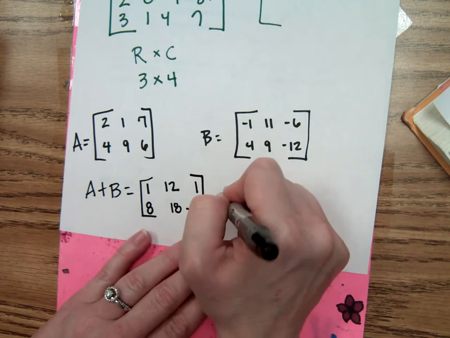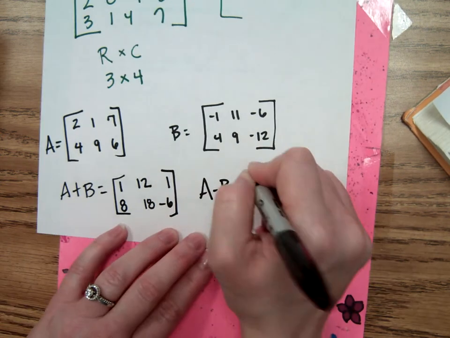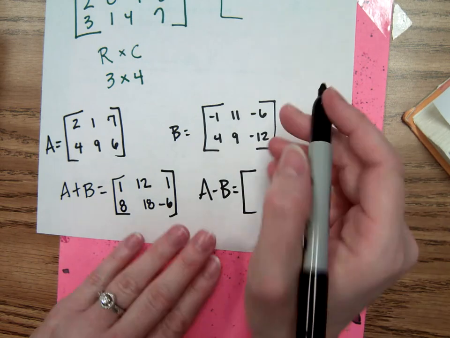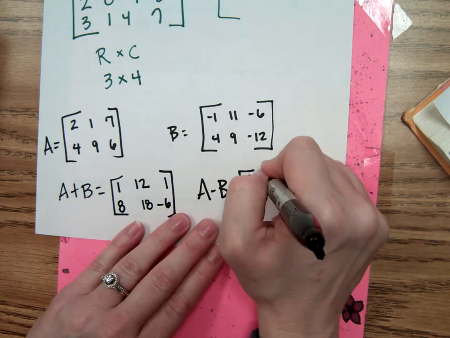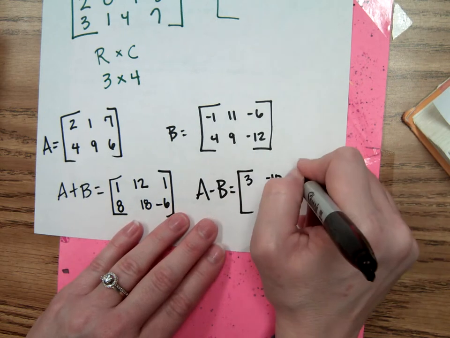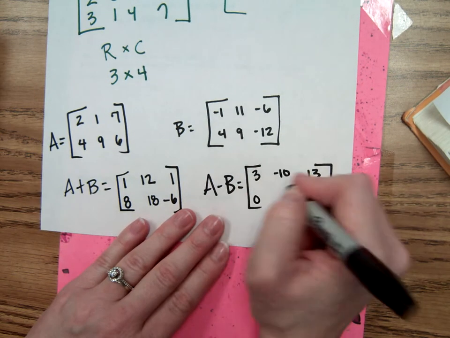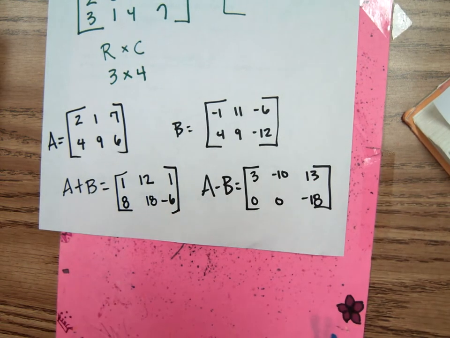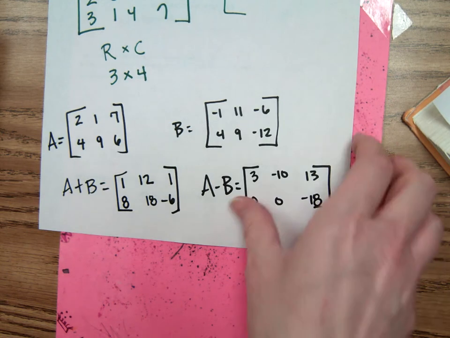You can subtract them. Same thing, 2 minus negative 1, 1 minus 11, 7 minus negative 6, 4 minus 4, 9 minus 9, 6 minus negative 12. But they have to be the exact same size because you have to add and subtract all these corresponding parts. And if they're not the exact same size, then you're not going to have a part to correspond to it to add or subtract it.